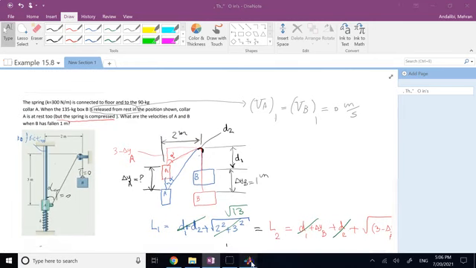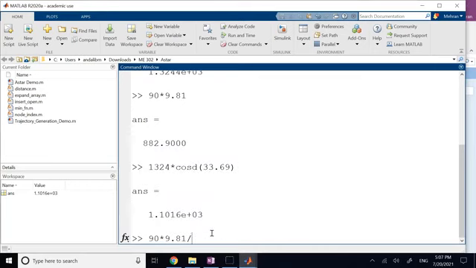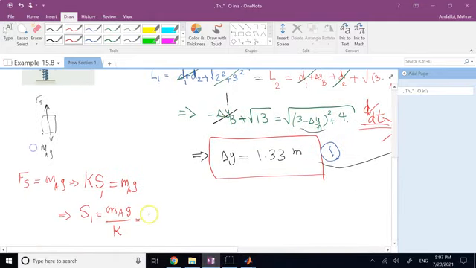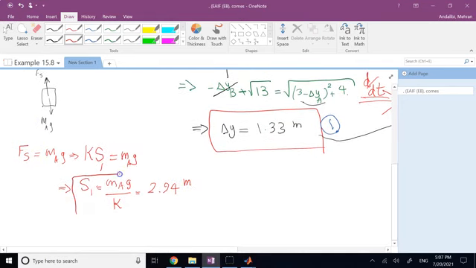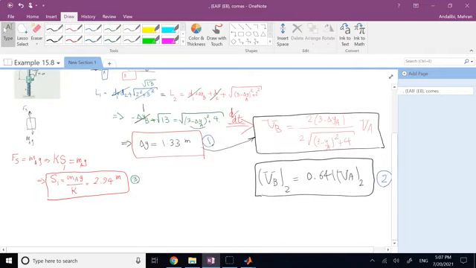And mAg, I guess we already calculated that. It was here, so we just divide that by 300. And 2.94 is the initial compression. Okay, so this also we need, and we are going to call it relation 3. So here you see we have 1, 2, and 3. These are all the numbers I need.